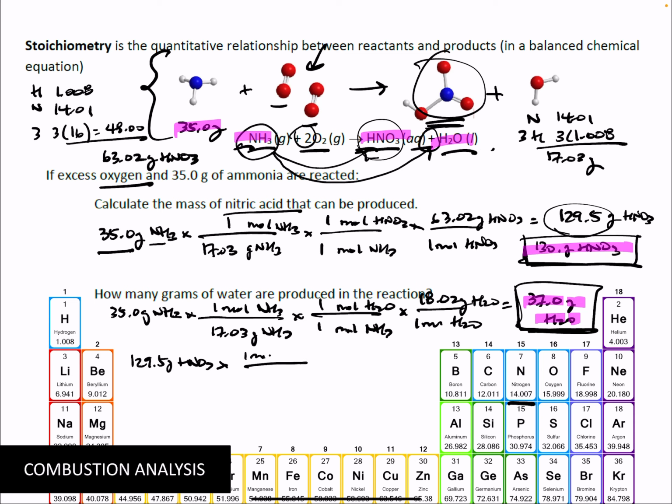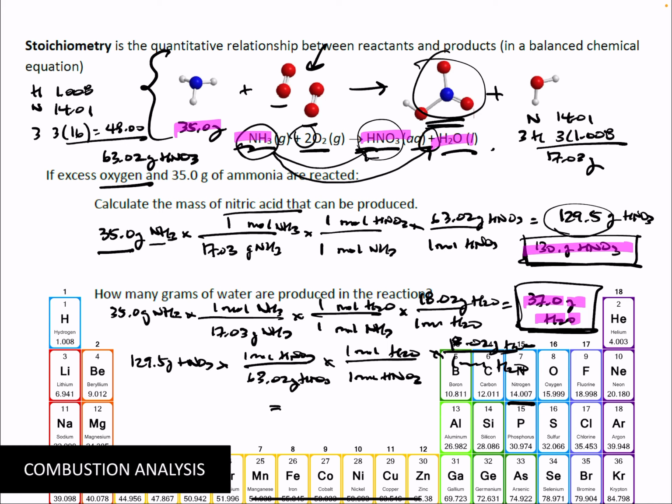So 1 mole of nitric acid still weighs 63.02 grams of nitric acid. 1 mole of nitric acid corresponds to 1 mole of water. And then 18.02 grams of water equals 1 mole of water. And I think you know the answer. We should get something really close to 37 grams, shouldn't we?